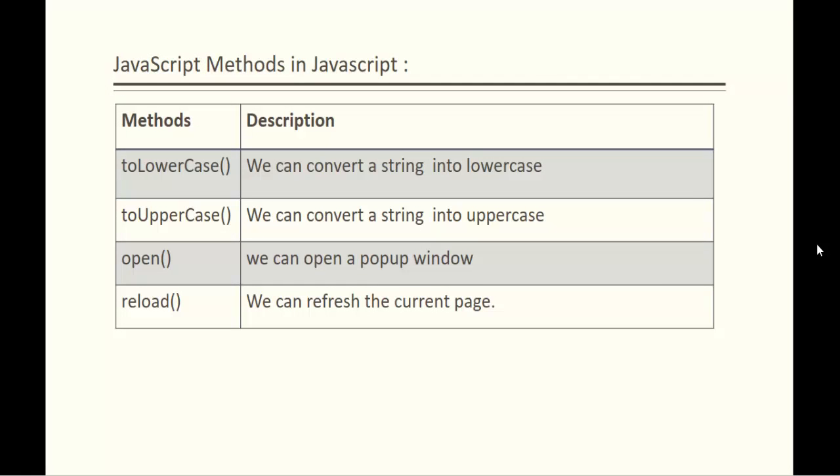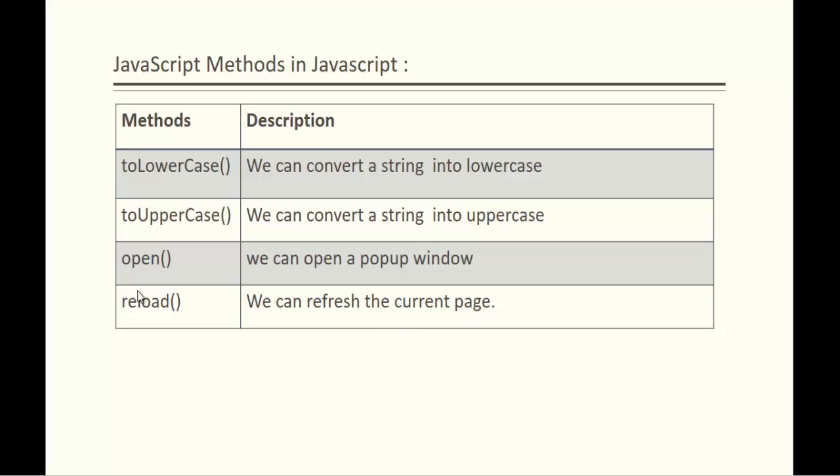In the last session, we learned about the JavaScript HTML methods and saw how they work. Right now we are going to learn about a few more methods present in JavaScript, and let us understand their functionality very clearly. The first and foremost method is the toLowerCase method. If you make use of this toLowerCase method, you can convert a string into lowercase. Similarly, if you make use of the toUpperCase method, we can convert the string into uppercase.